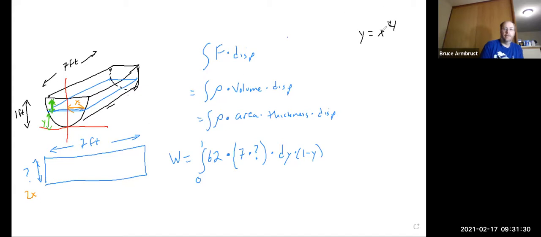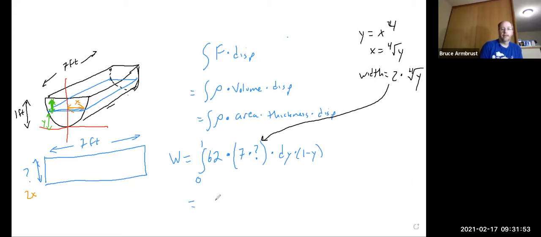So I need to solve this thing for x. Well, that tells me x is the fourth root of y. So then the width is going to be 2 of those. And that's our question mark. All right, so let's get this all together then.